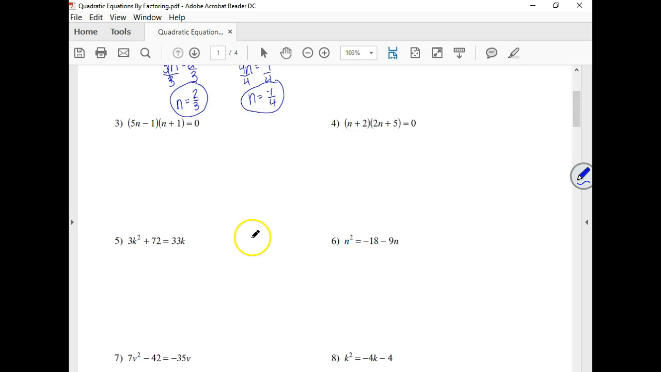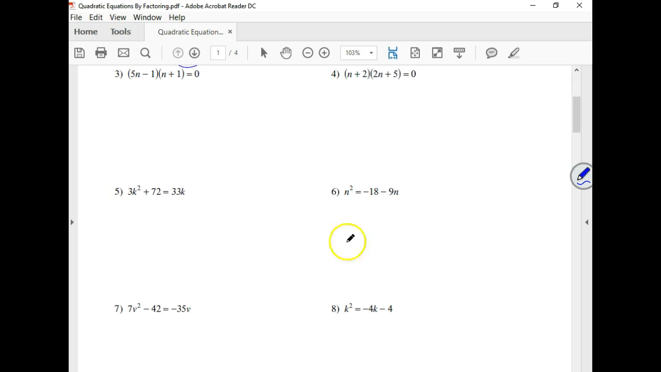Now, whenever you get down here to equations like number 5, 6, 7, 8, these are not factored for you. So let's do number 6 first. The first thing you want to do here is you want to move everything to one side, because what we just did in number 1 does not work unless the equation is equal to 0. I suggest that you always make sure that your n squared is positive.